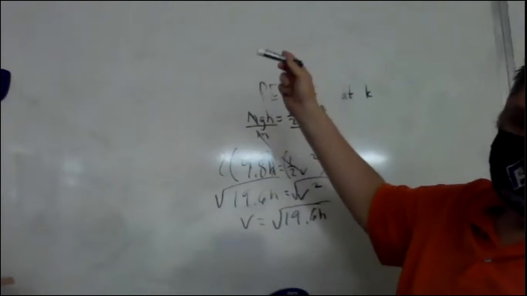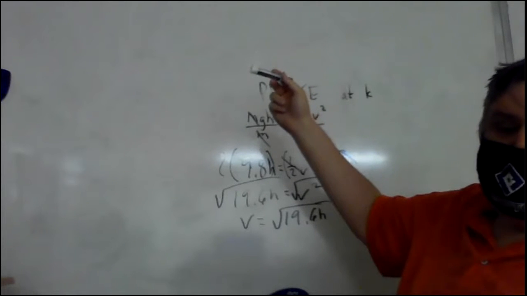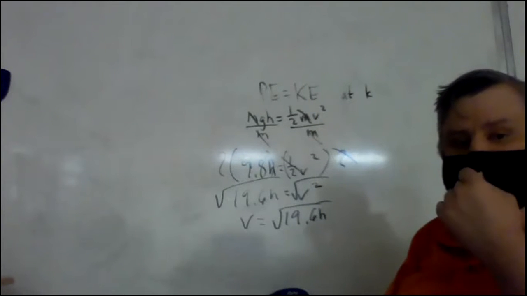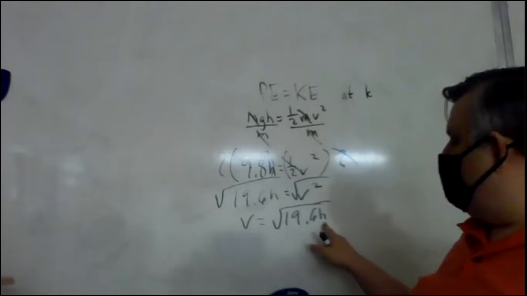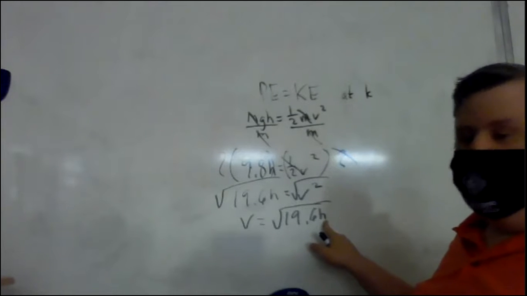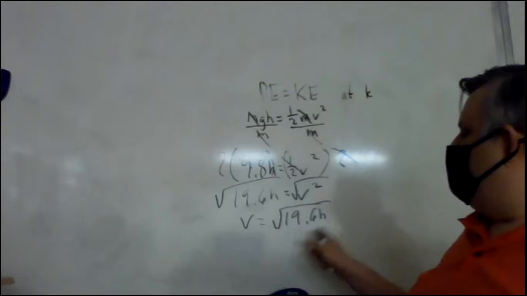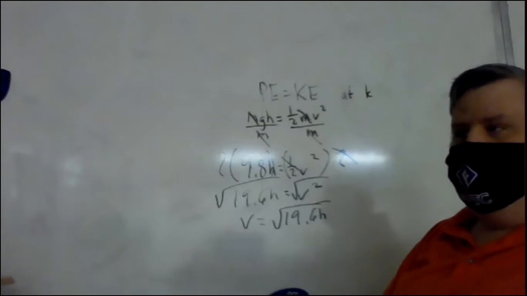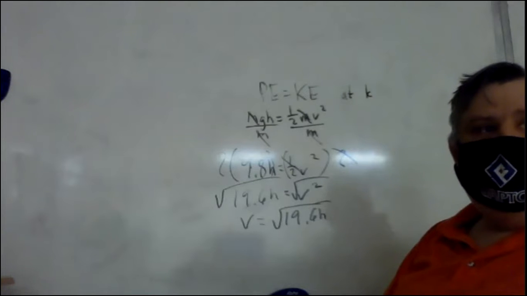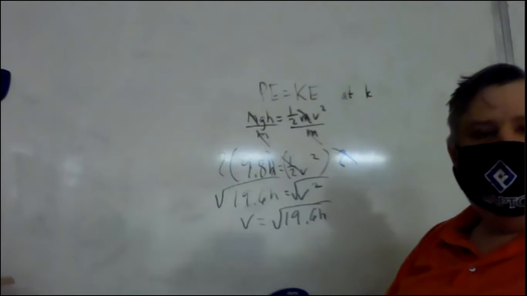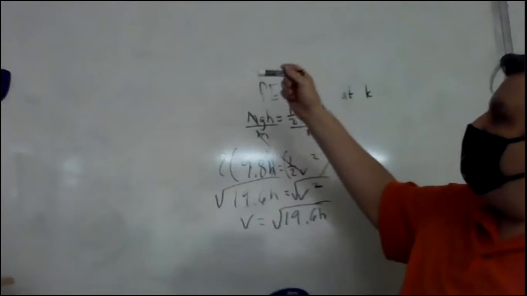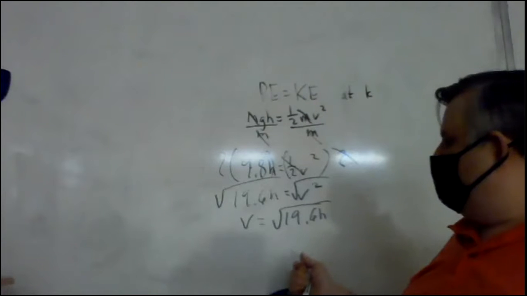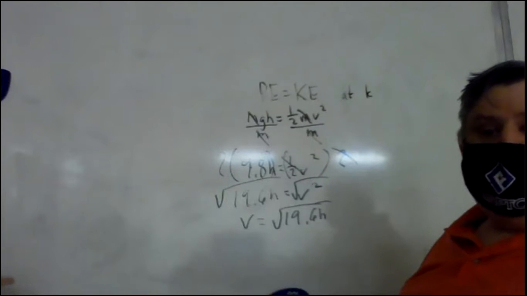So let's say I drop this marker from a height of 2 meters, and I want to know how fast it's going when it hits the floor. I'll just plug in that 2 meters, do this formula, and it will give me the velocity at that point. But let's say I don't care about the velocity when it hits the floor. Let's say I only care about the velocity when it's fallen 1 meter, whether or not it hits the floor or not.